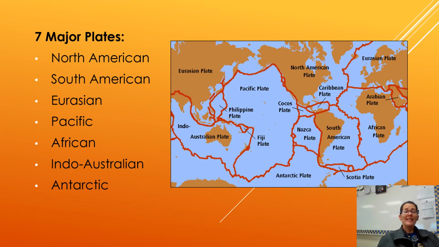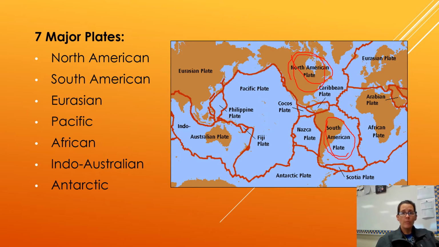We know that layer is the one right below the lithosphere. So there are 7 major tectonic plates that we're going to talk about. There's a bunch of little ones, but we're not going to worry about those. The 7 major ones are the North American plate, and that one is right up here. Okay, the North American plate. This is the one that we live on. The next one is the South American plate, and you'll see that one right over here.